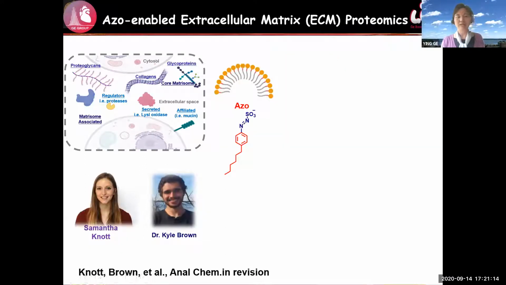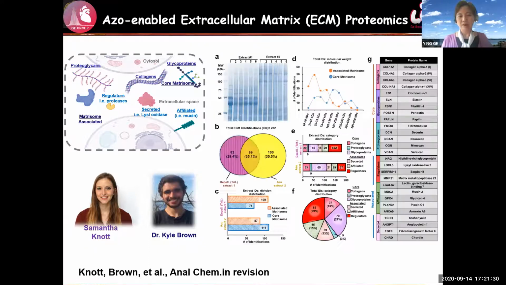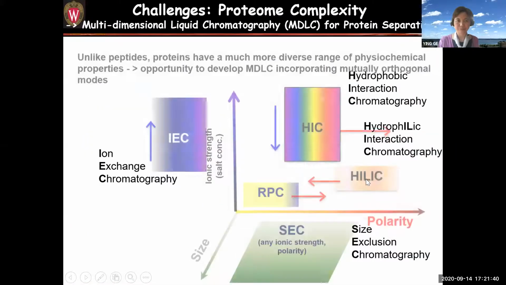And we then extended this Azo-enabled strategy to the extracellular matrix, which is very difficult to chew, like bone, because these proteins like collagen, proteoglycans, etc., are nearly insoluble. And with the assistance of Azo, we're able to solubilize the proteins, even multiple components of collagens.